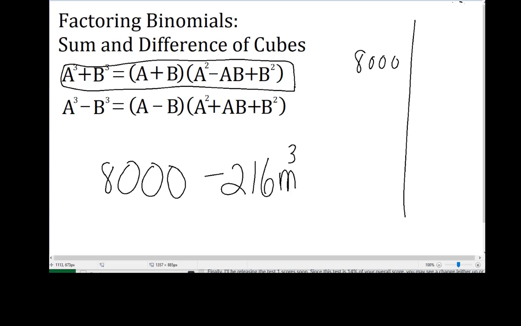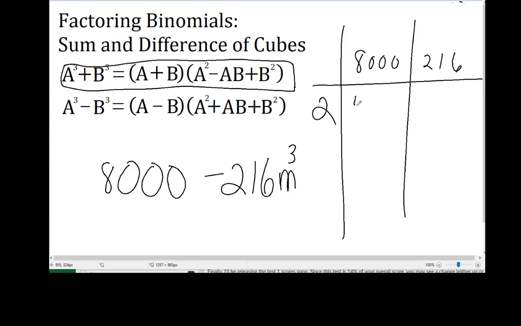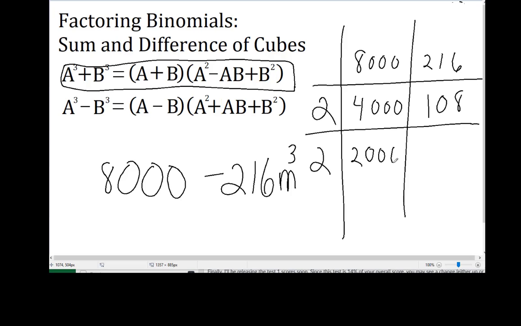Now, the reason I know they have a common factor is these are both even numbers, so they're both divisible by 2. So I'm going to take out a 2. That's going to go in there 4,000 times. And then 216 divided by 2 is 108. Well, 4,000 and 108 are still even, so I'm going to take out a 2. That's going to be 2,000. And 108 divided by 2 is 54. Still even. 2 goes into that 1,000 times, and 2 into 54 is 27.